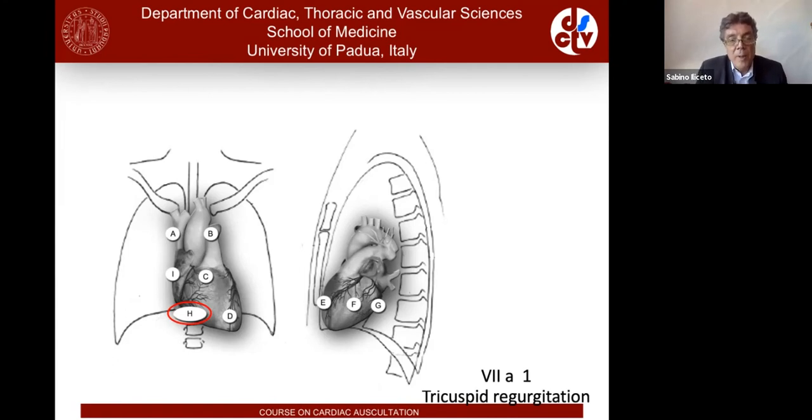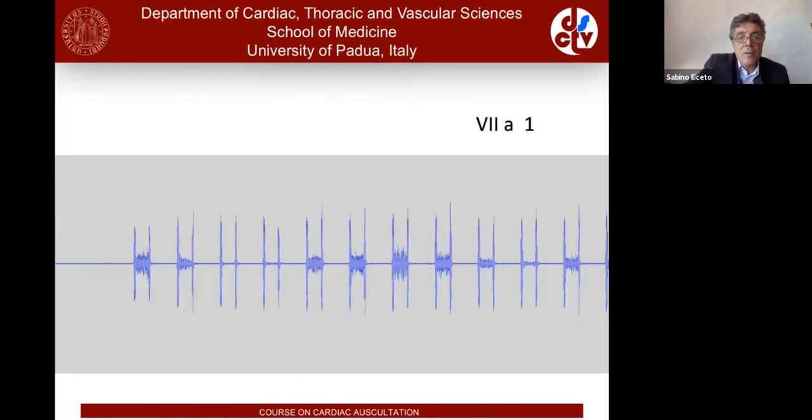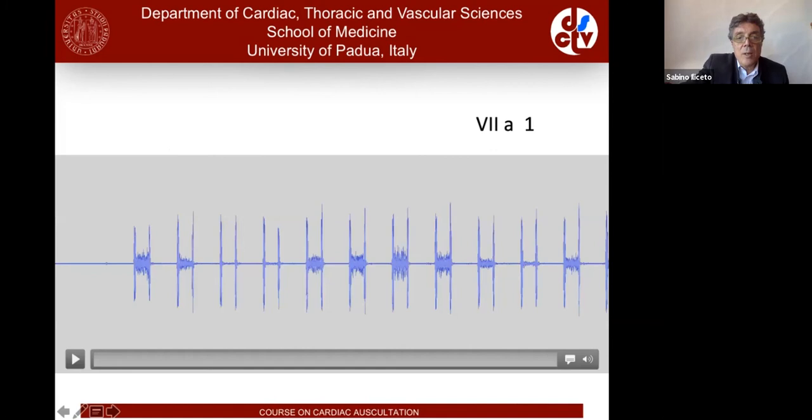This maneuver has been named the Rivera Carvalho maneuver, after Rivera Carvalho, who was a famous cardiologist in Mexico. So let's listen to the tricuspid regurgitation. Here you can see that you have first sound, second sound, tricuspid regurgitation, then it disappears, then you return, then it disappears. And this is due to the breathing effect.